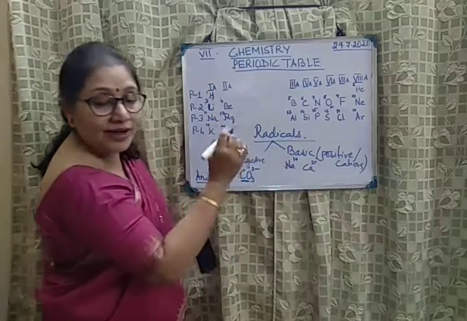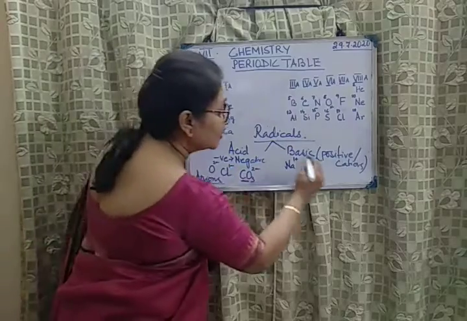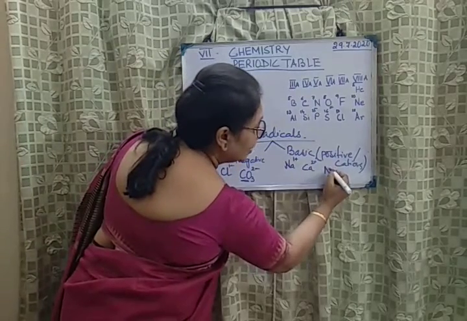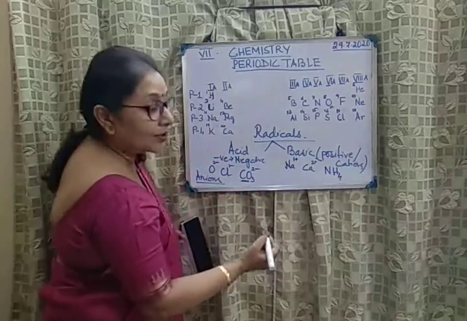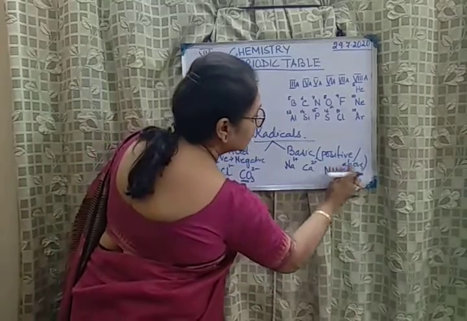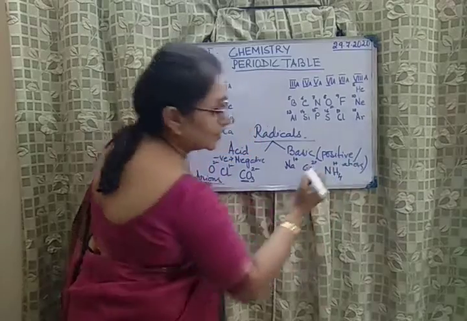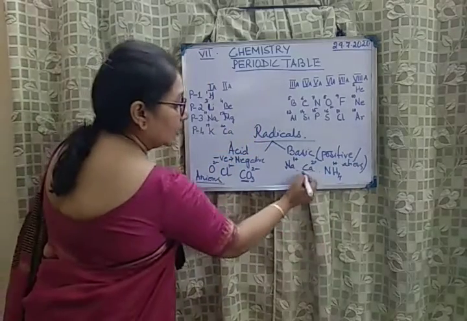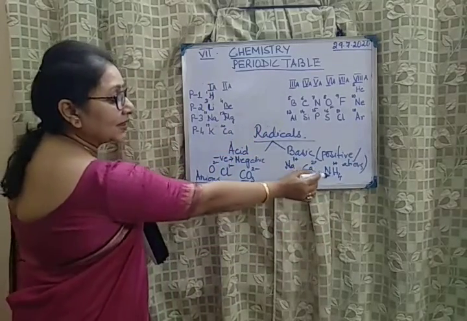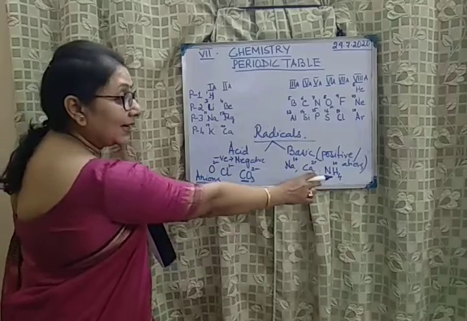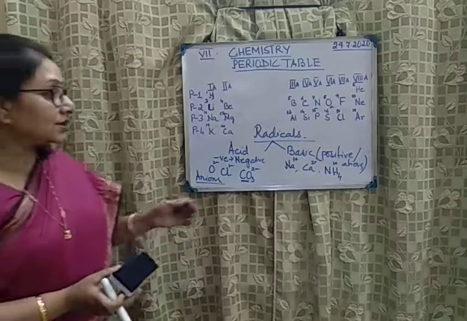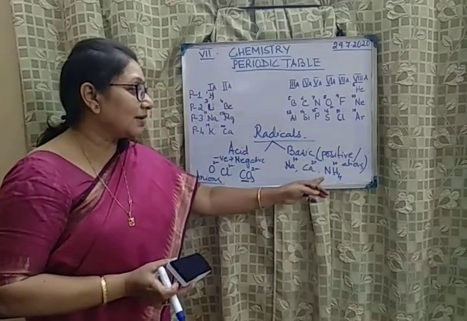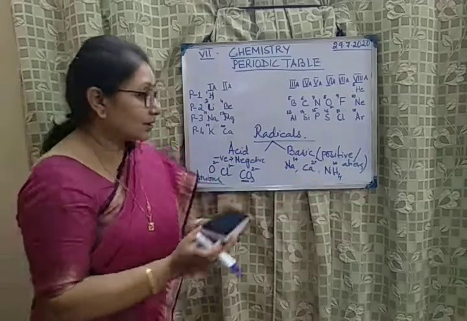We have only one positive radical in our syllabus, where nitrogen and hydrogen as NH4 carries the charge 1 plus on itself. Usually these are of metals, but here you will find non-metallic atoms behaving as a single unit and carrying a positive charge on itself, so it comes under the cations. Okay.